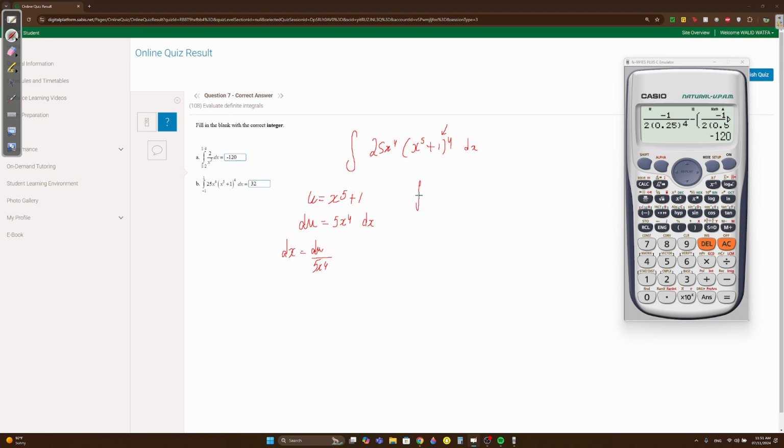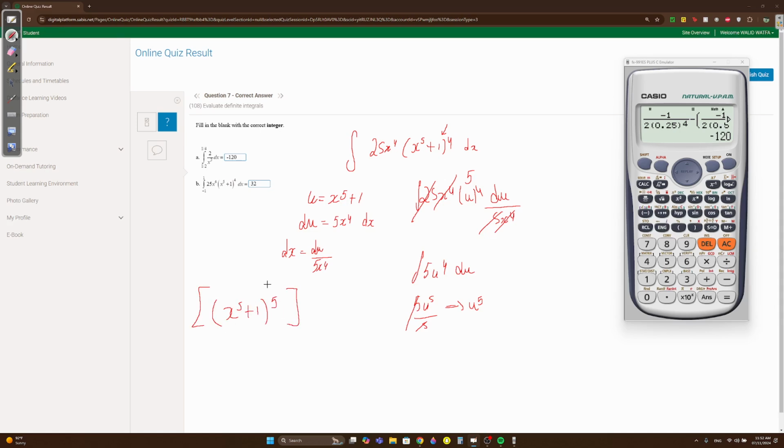Now let's substitute. You're going to get integral 25x to the 4, u to the power of 4. We replace x to the 5 plus 1 with u. Dx, which we said is du over 5x to the 4. X to the 4 with x to the 4, 5 with 5. You're going to be left with integral 5u to the 4 du. And you know how to integrate this. Add 1 to the power, divide by the power. You're going to get u to the power of 5. So the integral is u to the power of 5. What is u? It's x to the power of 5 plus 1. So it's going to be x to the power of 5 plus 1 to the power of 5.